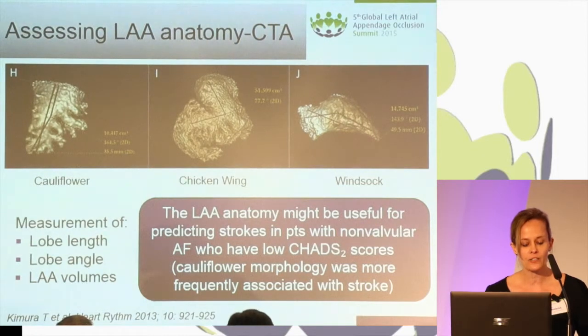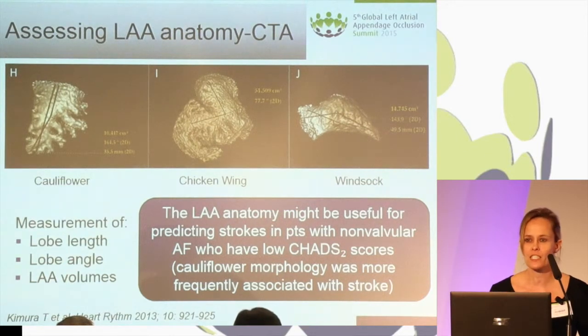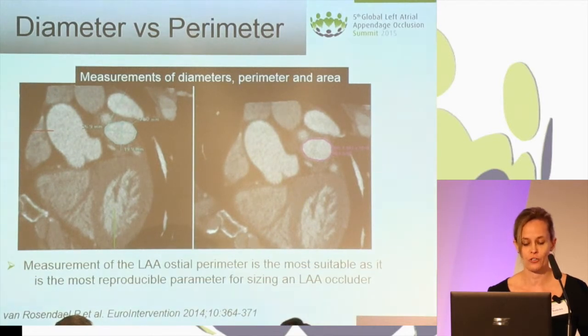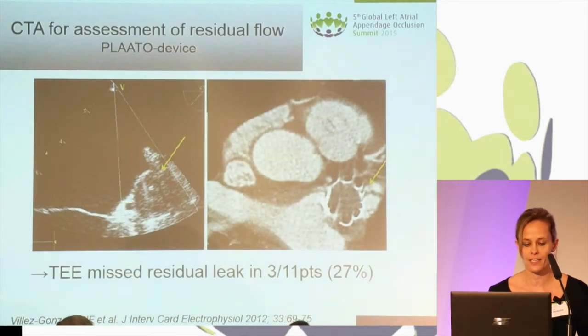So you can nicely do your measurements. You can measure the lobe length, the lobe angle, and the distance to the first bending, which can be very important for your device placement, and you can measure left atrial appendage volumes. For device sizing, it has been shown that the measurement of the ostial parameter is the most suitable and the most reproducible parameter for sizing a left atrial appendage occluder. In this study, they looked at diameters, perimeters, and areas. And out of these measurements, the perimeter was the best for sizing.